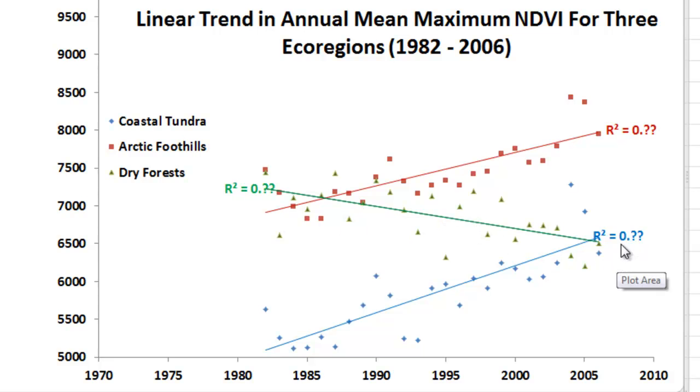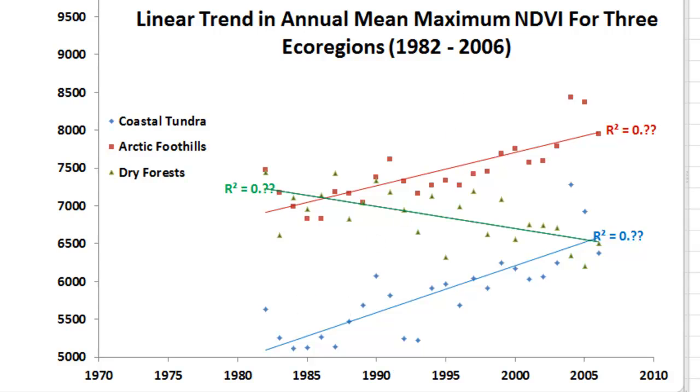So then the question is, for each of these trends, what's the R-square of that linear regression line? What's the R-square for this Arctic foothills linear regression line, the coastal tundra linear regression line, and the dry forest declining trend linear regression line?